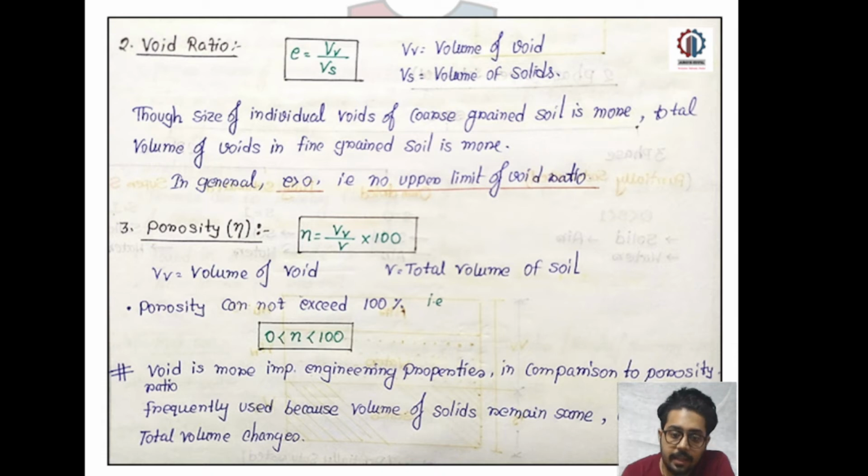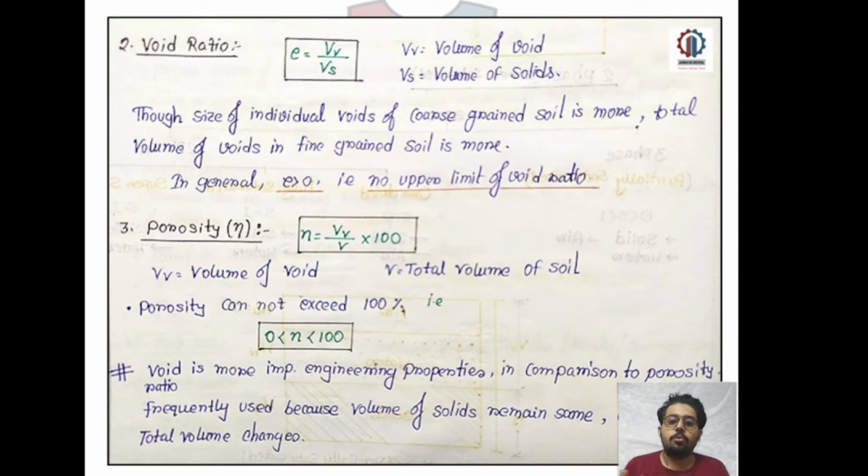Here it is written that void ratio is a more important engineering property in comparison to porosity, frequently used because volume of solid remains the same whereas the total volume changes. Total volume changes means volume of void also changes. Though the volume of void changes, the total volume also changes, because volume of solid is constant. Total volume is the summation of volume of void and volume of solid. If the volume of solid is constant and the volume of void is varying, then the total volume is also varying.